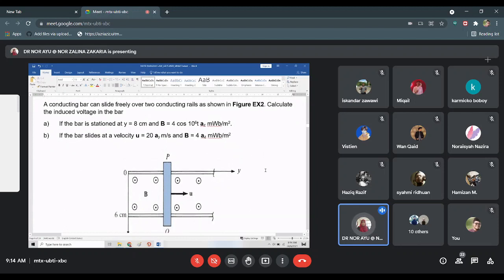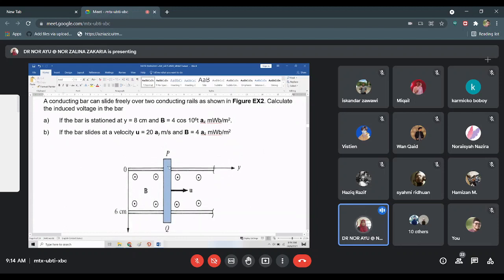for this one, we have a conducting bar. So this is what we call a conducting bar, and this bar can slide freely along the rail. Okay, this bar can slide freely, meaning that this bar is moving. So a conducting bar can slide freely over 2 conducting rails. So calculate the induced voltage.